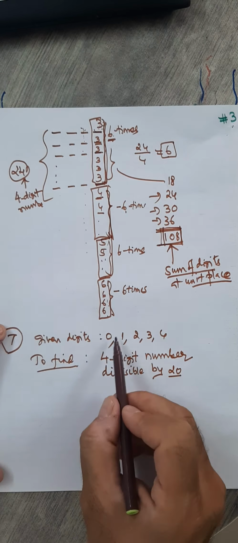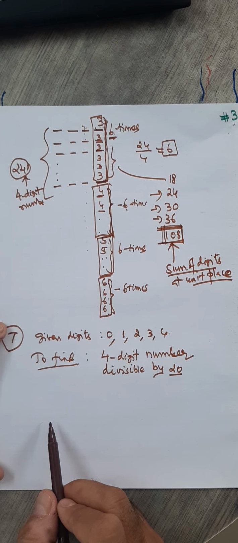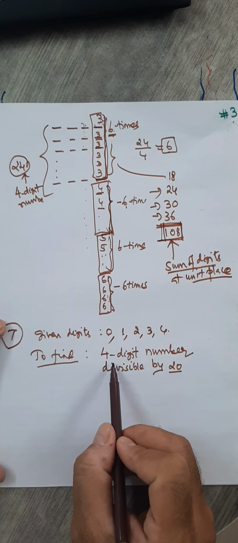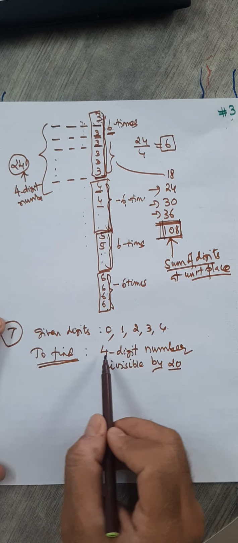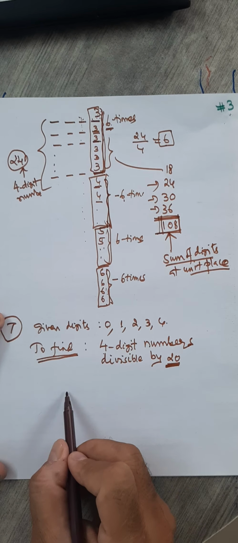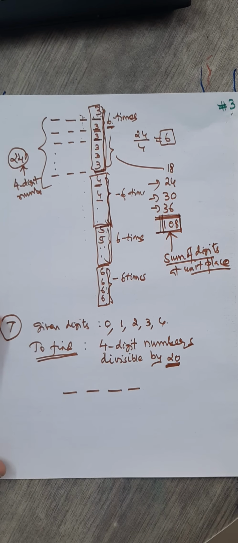Right. You are given how many digits? 1, 2, 3, 4, 5. You are given how many digits? 5 digits. You want a 4-digit number, remember. What do you have to find? To find 4-digit numbers divisible by 20. Okay. So you have 1, 2, 3 and 4 positions. Fine.